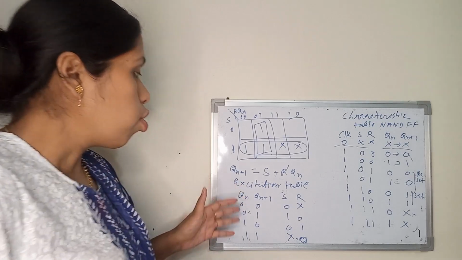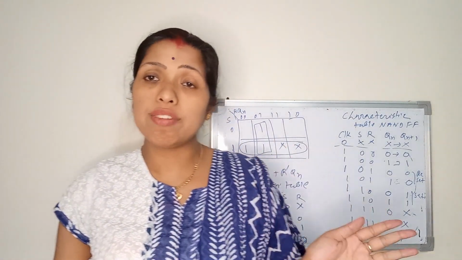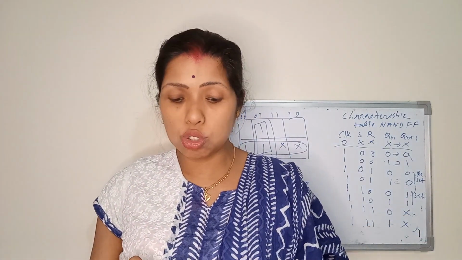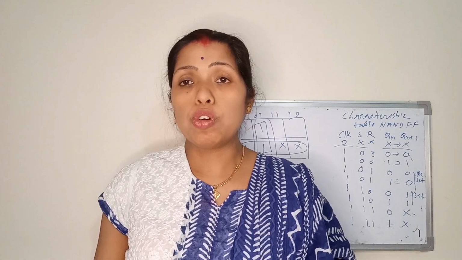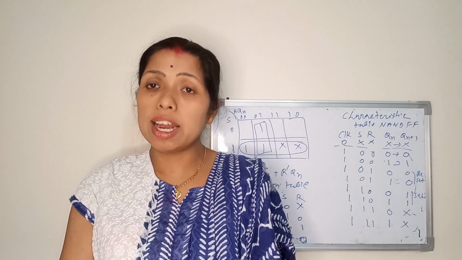So this is called the excitation table. In the excitation table, Qn and Qn plus 1 will be on the left hand side and will act as inputs, and S and R, these two will act as the outputs. So this is about the NAND latch and the NAND flip-flop.